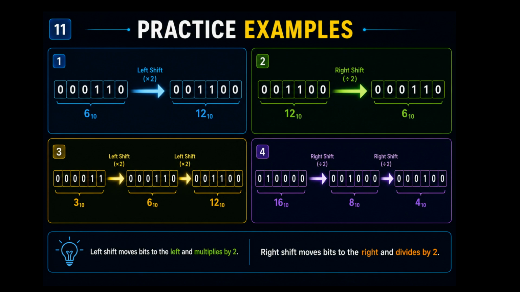Example 4. 2 right shifts change 16 into 8, and then 4. Each shift halves the value. These examples show the simple rule. Left shift multiplies by 2. Right shift divides by 2.